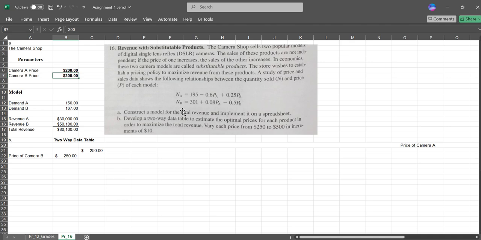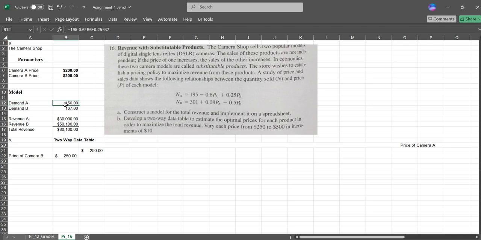In the same way, if there is no relationship, we will be able to sell a maximum of 301 cameras for camera B. And if there is a $1 increase in the price of camera A, there will be an increase of 0.08 in the quantity demanded of camera B, and a $1 increase in the price of camera B will result in a decrease of 0.5 units of camera B. So let's determine the demand of A and B using these models.